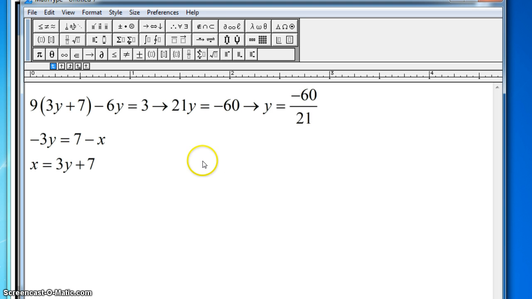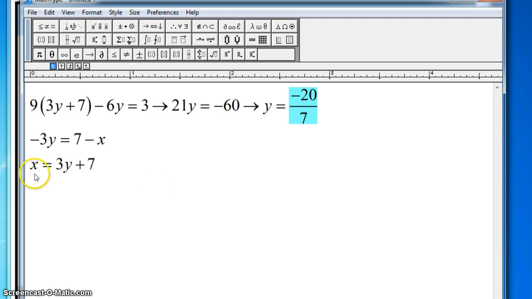We just divided each side by 21. And I think these each have a common factor. So we can say 21 is 3 times 7, and 60, well, that's 6 times 10, or 3 times 2 times 10. So the 3's cancel out, and we're left with negative 20 over 7. So y equals negative 20 over 7. It's kind of an ugly fraction, I know, but we'll just work with it.